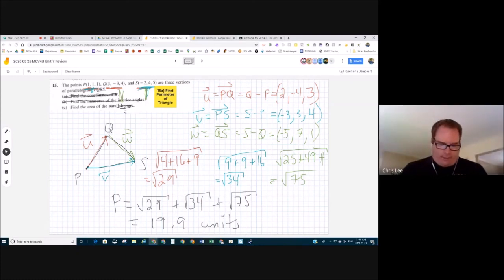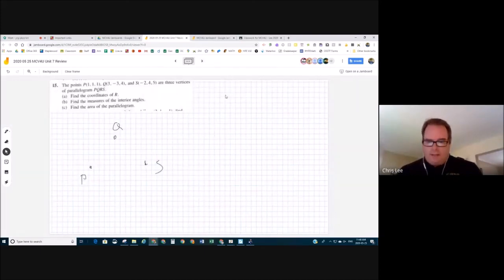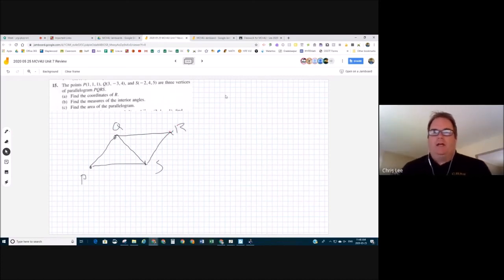So I'm just going to redraw my picture very quickly. You'll probably do it right on the same picture that you have, but there's that one, and this one. So P, Q, and S. Sorry, I'm on the wrong page here. You can imagine that there is another point someplace out here. This question actually calls it R. And that would define a parallelogram.